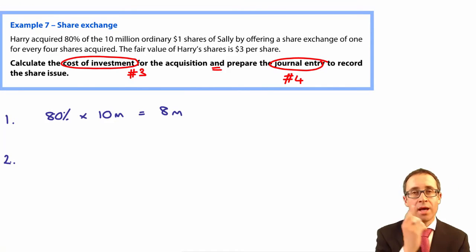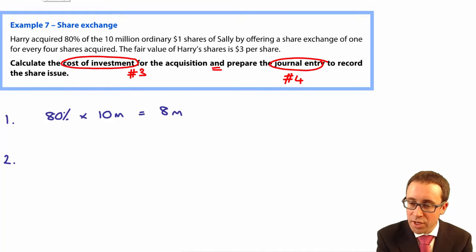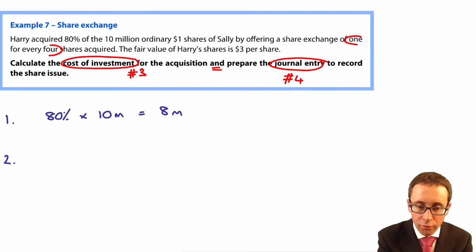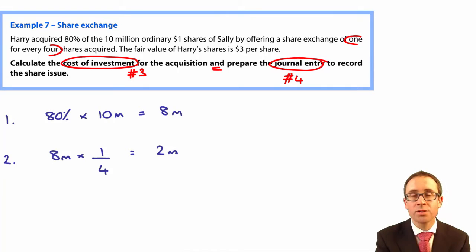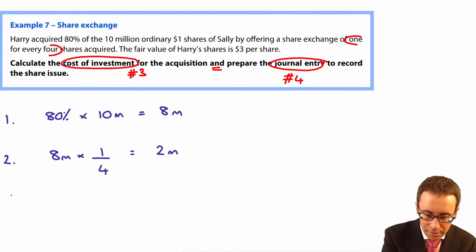Step 2 is to look at how many P shares were issued. Well, it says that we have a share exchange of 1 for every 4. So we acquired 8 million S shares. For every 4, we issued 1. So is that 2 million? Okay, that's 2 million P shares issued.